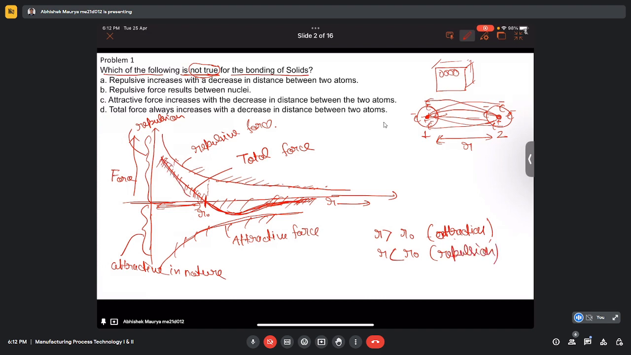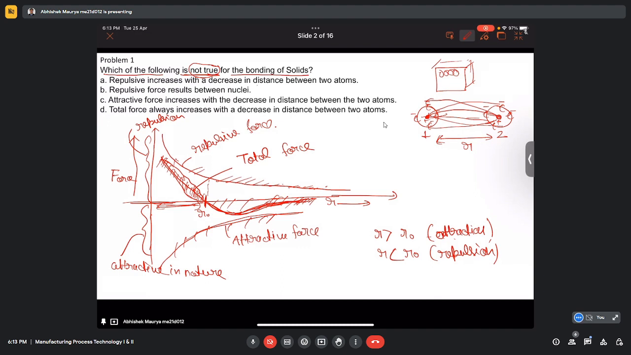Okay, that is that region. Here it is a repulsive zone. Yes, the correct answer is D. So if we start looking at the statements, repulsive forces increase with decreasing distance between two atoms.